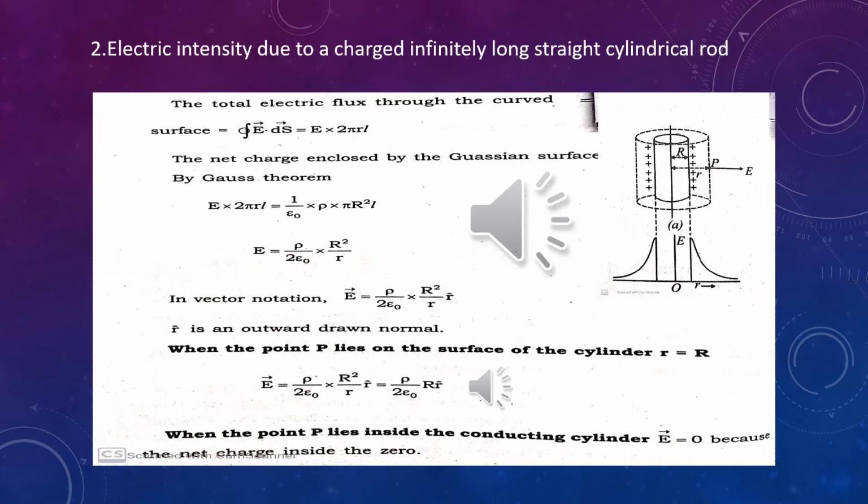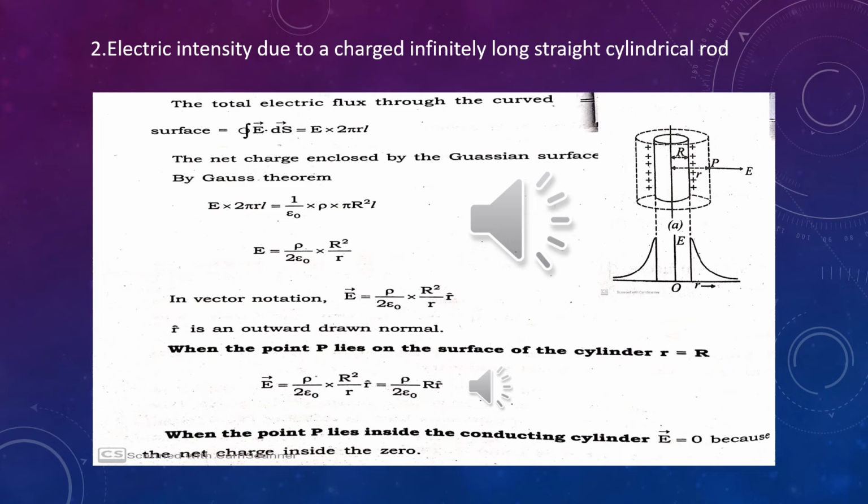Therefore rho is equal to Q by pi r squared L, or Q is equal to rho into pi r squared L. That is, the net charge is rho into pi r squared L. Then E is equal to rho by 2 epsilon 0 into capital R squared by small r. In vector form, vector E is equal to rho by 2 epsilon 0 into R squared by r into r cap, where r cap is the unit vector or the normal. So here P is lying outside the cylinder.